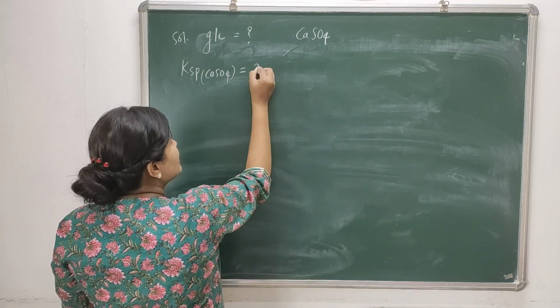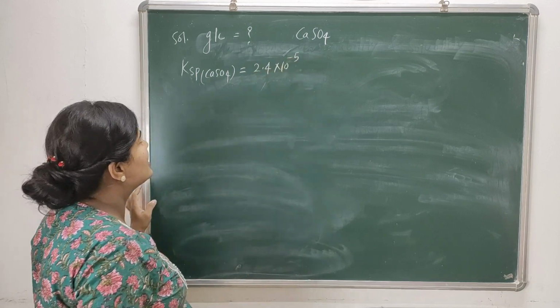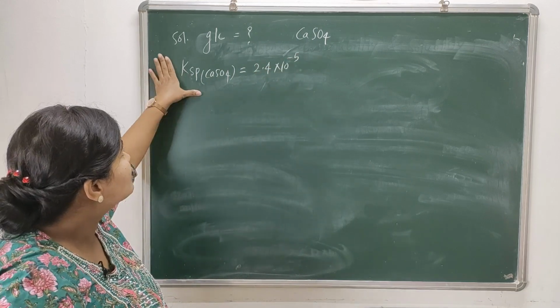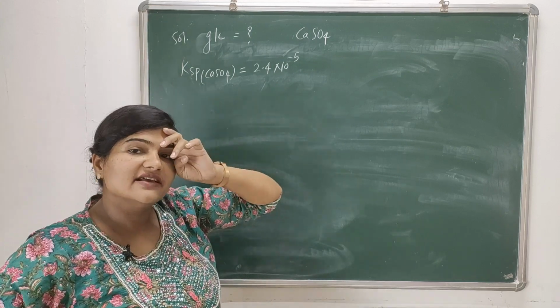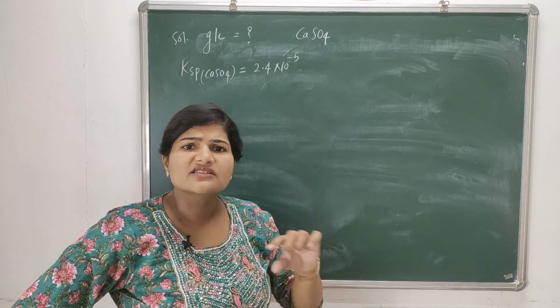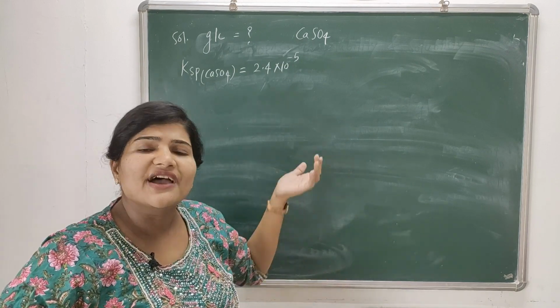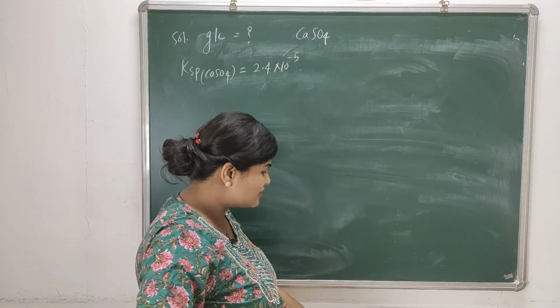2.4 into 10 raised to minus 5. This is the value for Ksp. Now they have given us Ksp and they have asked us to figure out the solubility in gram per liter. So what we will do, we will just reverse the sequence of steps which we have performed just now in the previous example. So let's do it.